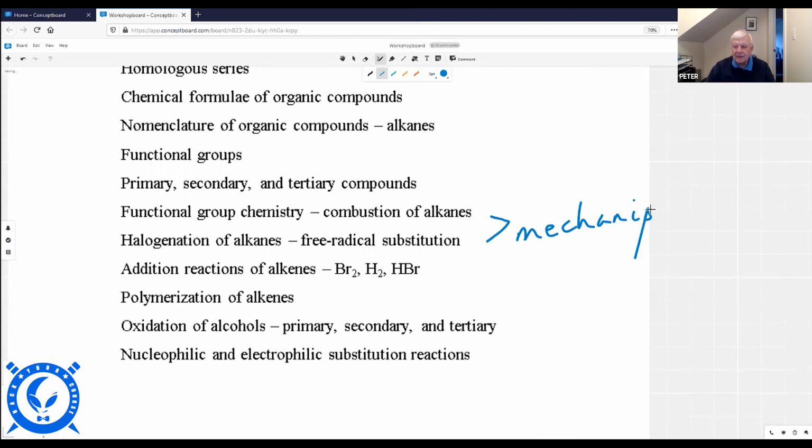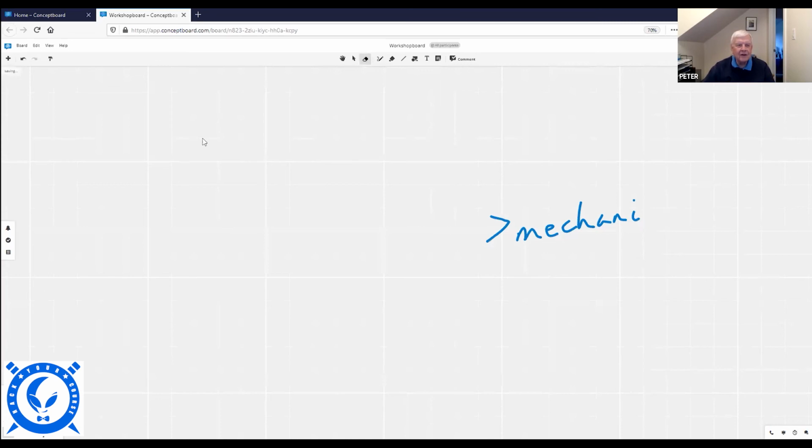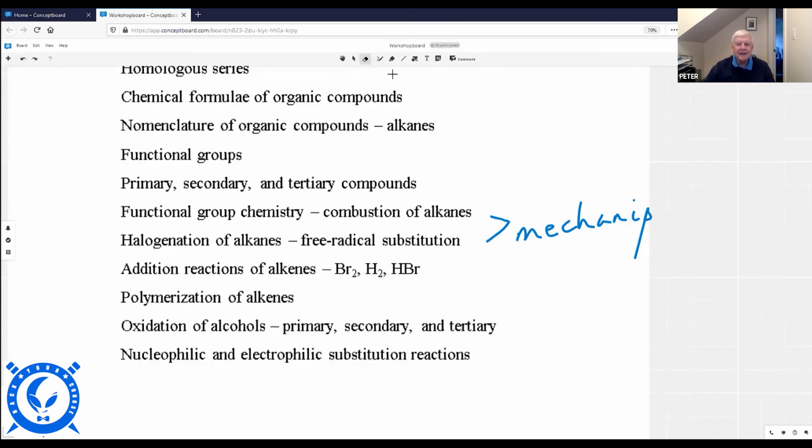Whoops, mechanism. If I could write, I'd be in great shape. Oh dear, I did it again. Okay, back to pen. Okay, I'm not going to try to erase it. This is mechanisms. And you have to know those. There's just no way around it.